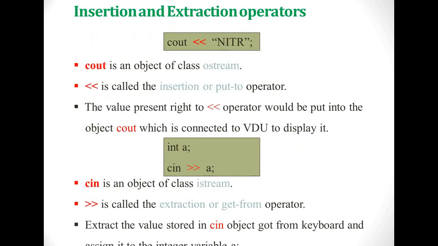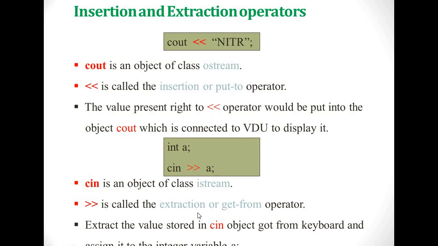And this is the insertion and extraction operator. Insertion is cout. Extraction is cin. Cout is an object of an output stream, that is ostream. Cout uses the insertion operator or put-to operator. The value present right to the insertion operator would be put into the cout, which is connected to the VDU, that is visual display unit, to display it.